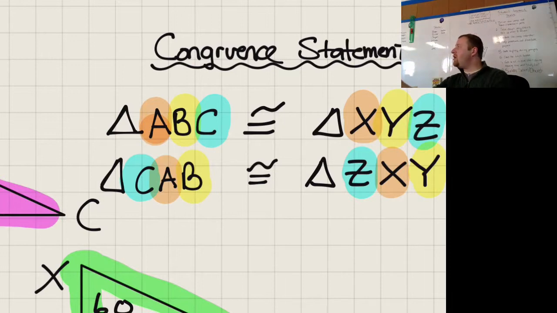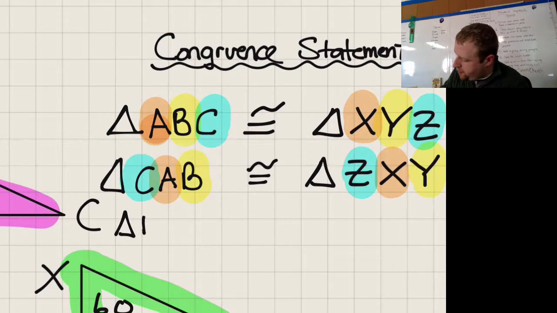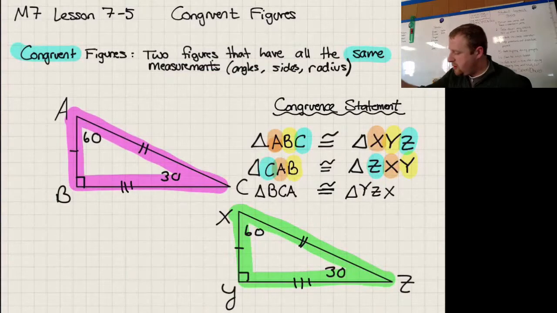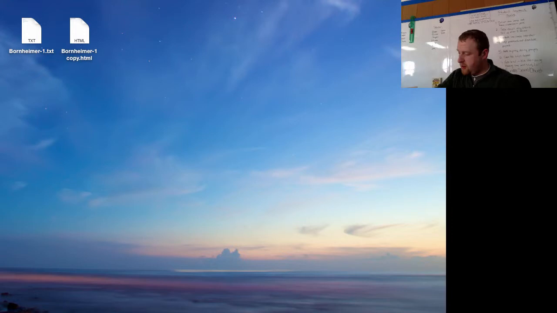So when you're naming triangles, those represent the points. The points should line up in the name. Okay, so if I were to name this the third possible way, triangle BCA, then I don't even need to look at the other triangle to know how it would be named. B relates to Y, so it would be Y. C relates to Z, so it would be Z. A relates to X, so it would be X. Triangle BCA.